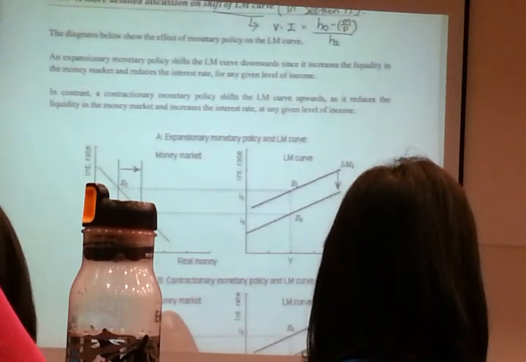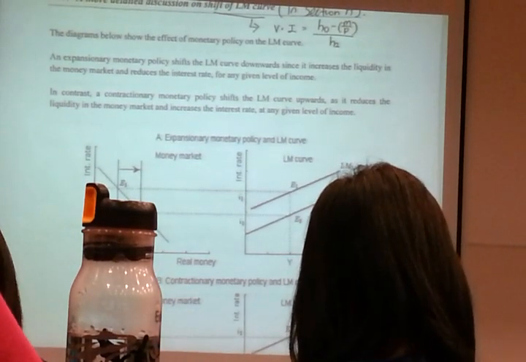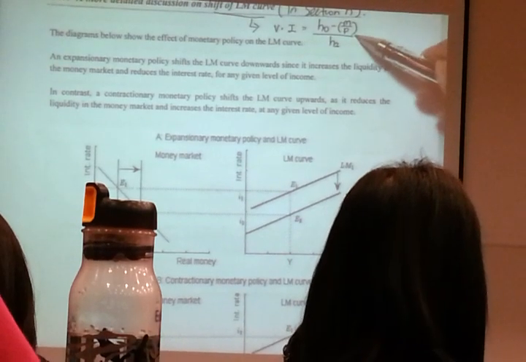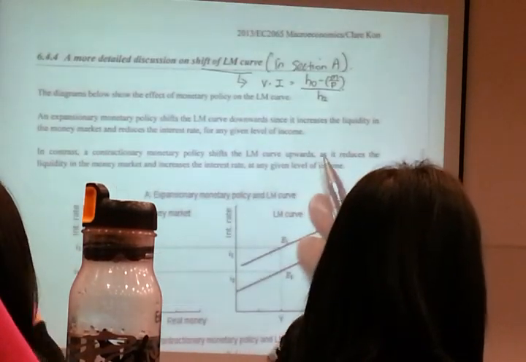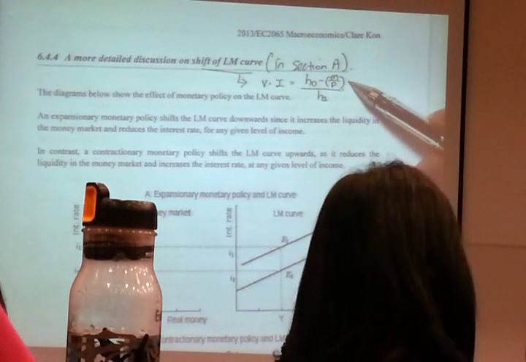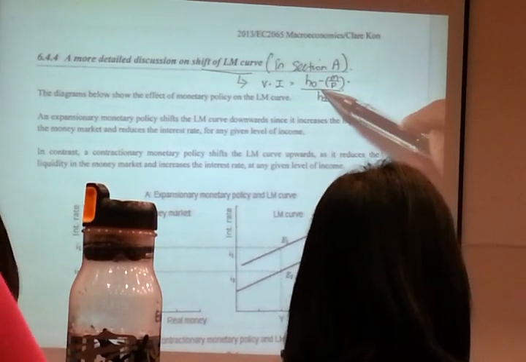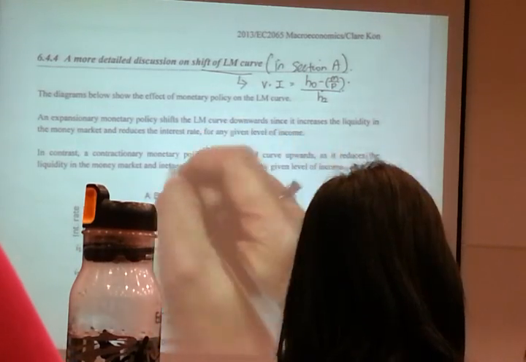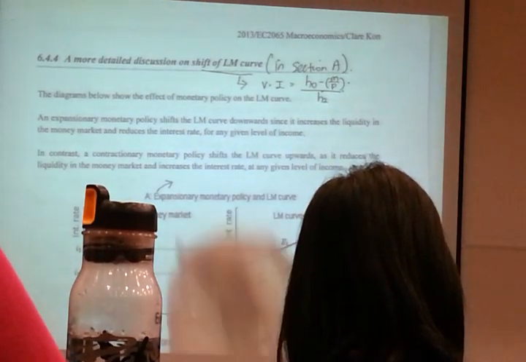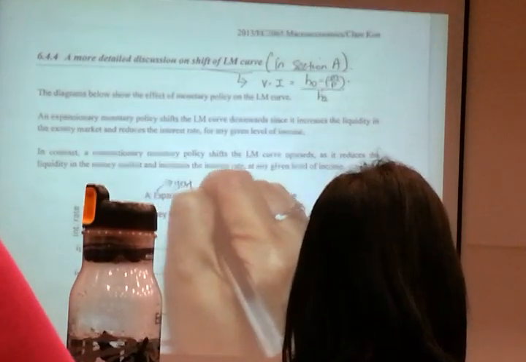Okay, so let's look at diagram A. I will only do diagram A, you go back and do B yourself. Okay, so this is the vertical intercept. What will change the LM to shift is M over P. H0 is always constant. So if government exercises expansionary monetary policy, we know government actually buys bonds.